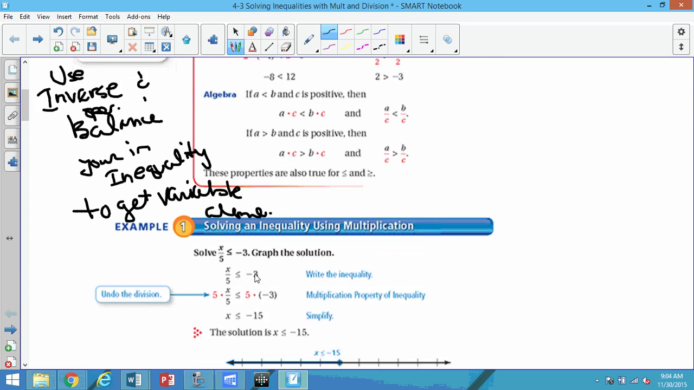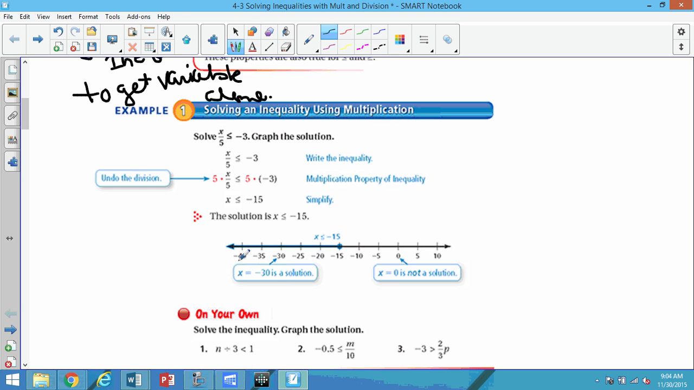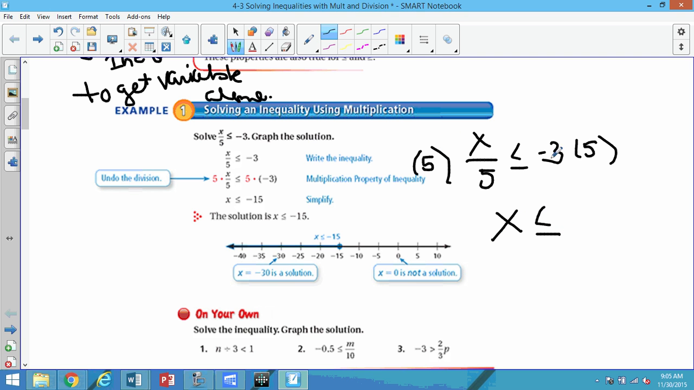Okay, so when you're doing an inequality, and these first examples are using multiplication to solve. So they go through an example here where you have x over 5 is less than or equal to negative 3. So if I have x over 5 is less than or equal to negative 3, you are dividing here, and the opposite of division is multiplication. So you are going to multiply both sides by 5. Okay? And then you end up here, 5 over 1 times x over 5 is going to give you 1 times x, which is x, is less than or equal to, and then a negative 3 times 5 is a negative 15.